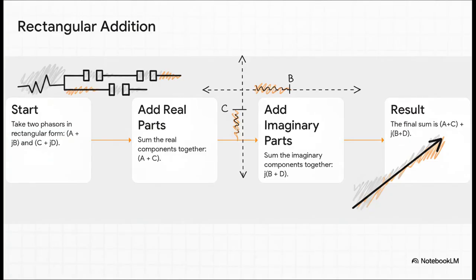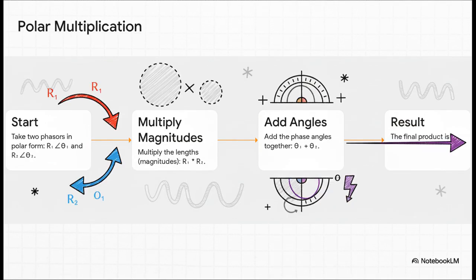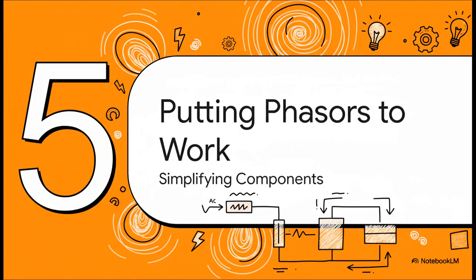For instance, if you need to add two signals together, which happens all the time, the rectangular form is your best friend. You just add the horizontal parts together, and then you add the vertical parts together. It's really that simple. But what if you need to multiply or divide? That's super common too when you're dealing with something called impedance, which is basically just the AC version of resistance. Well, for that, polar form is way easier. You just multiply the lengths of the arrows and then you add their angles. Again, no calculus anywhere.